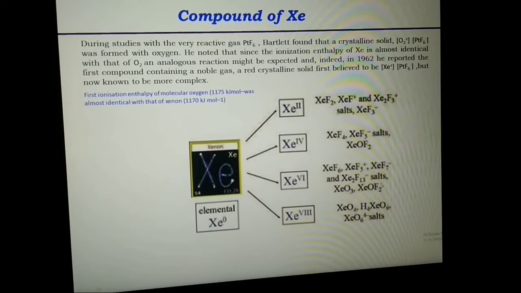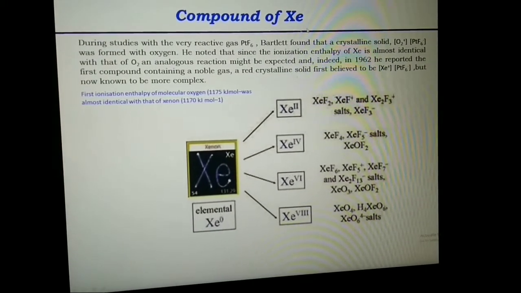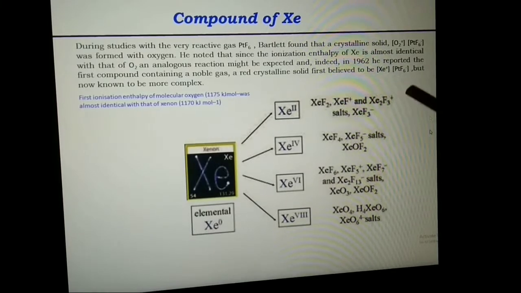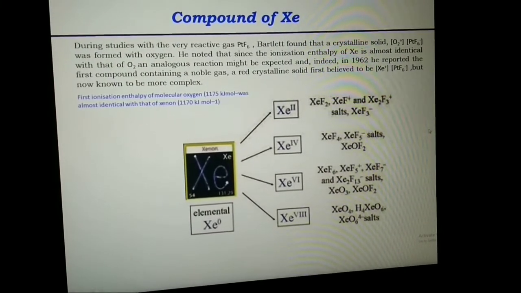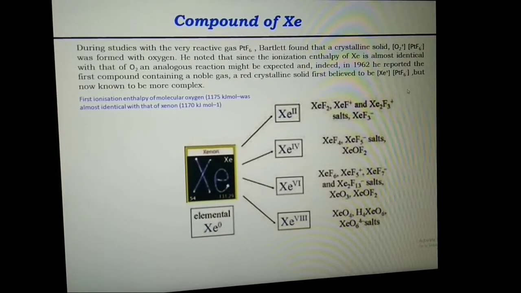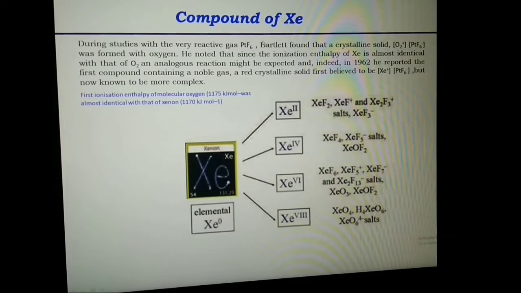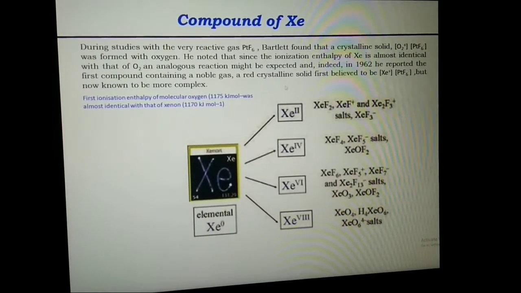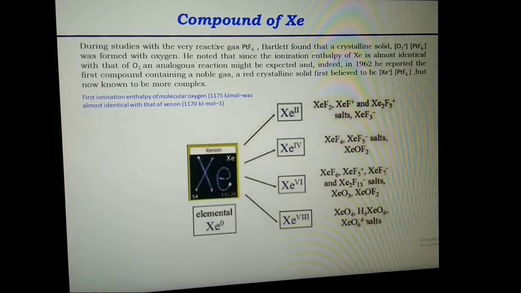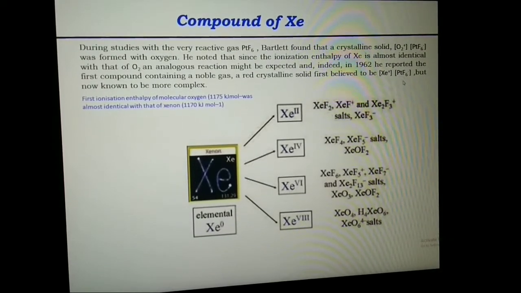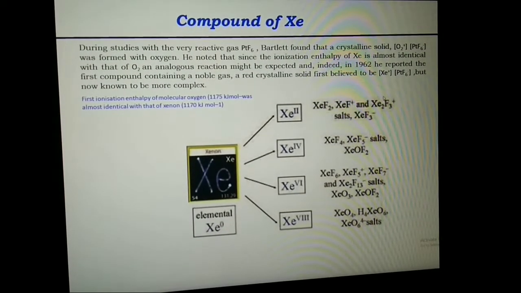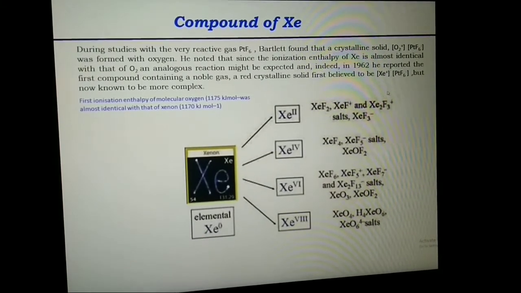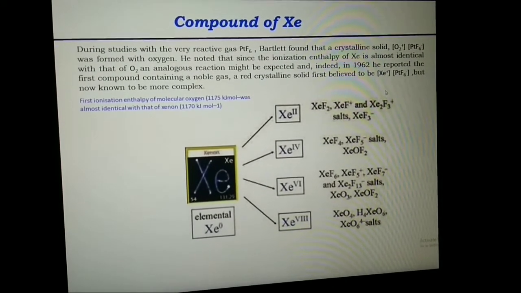Now we discuss the compounds of xenon. The first synthesized compound of xenon is Xe+ PtF6−. PtF6 itself is a strong oxidizing agent. It can oxidize Xe to Xe+ and itself is reduced to PtF6−. Bartlett first observed this compound, and this is the beginning of noble gas chemistry.